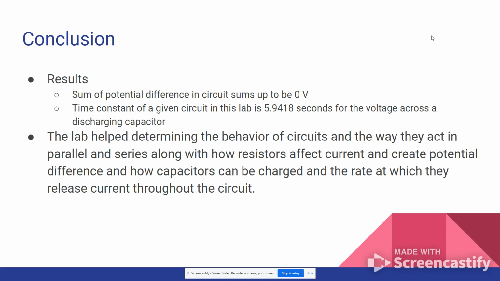The conclusion for this lab states that the sum of the potential differences in a circuit sums up to be 0 volts. The time constant of the given circuit in this lab is 5.9418 seconds for the voltage across a discharging capacitor. The lab helped determine the behavior of circuits and the way they act in parallel and series, along with how resistors affect current and create potential difference, and how capacitors can be charged and the rate at which they release current.